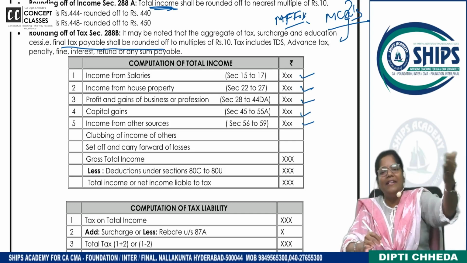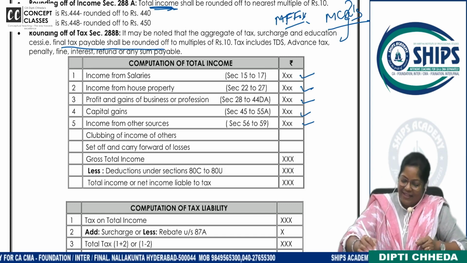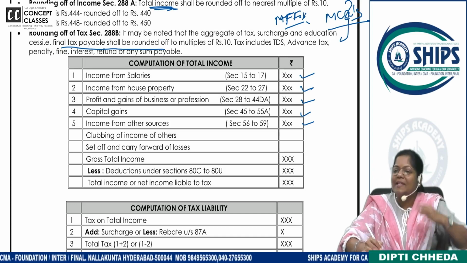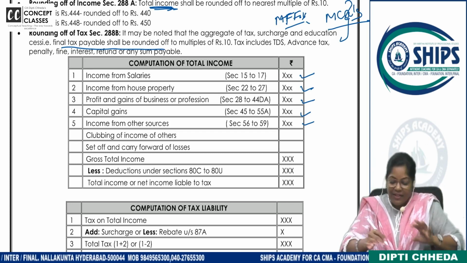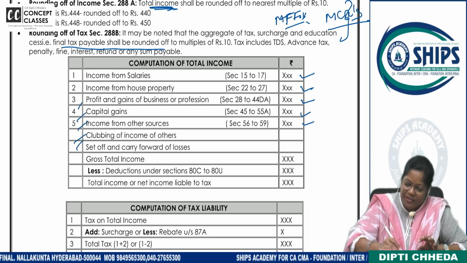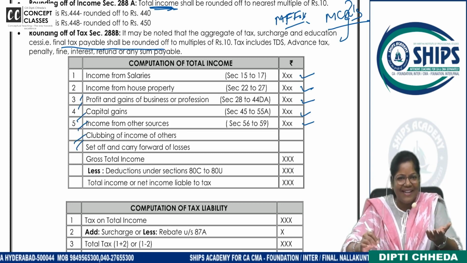Clubbing means if minors and all income is added in my hands, I only have to pay tax. And then set off is like plus minus. If somewhere there is loss, somewhere there is profit, it can be set off. These are all the names of the chapters, so don't worry. The chapters we are going to learn, so the names will be remembered.